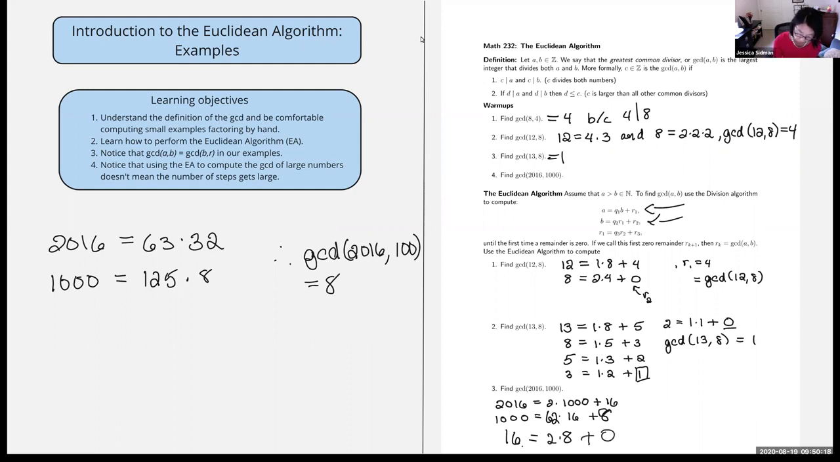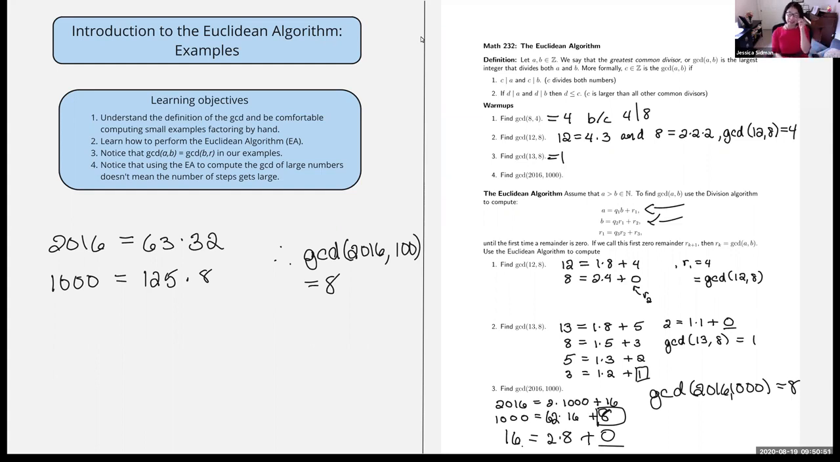Whew. So 0 is my first 0 remainder, and 8 is my last non-zero remainder. And we see that the GCD of 2016 and 1000 is equal to 8, and it involved very, very few steps, right? The numbers are big, but it was really only like a 2-step computation.